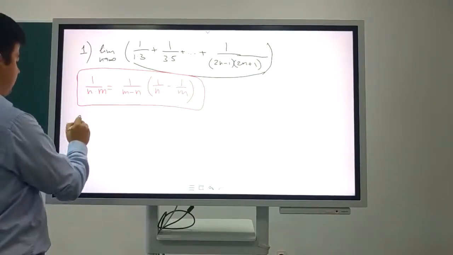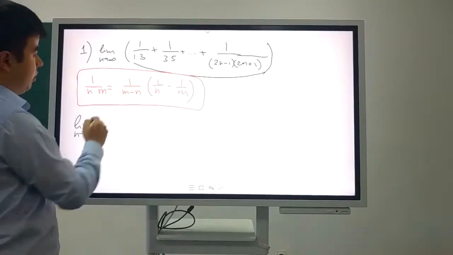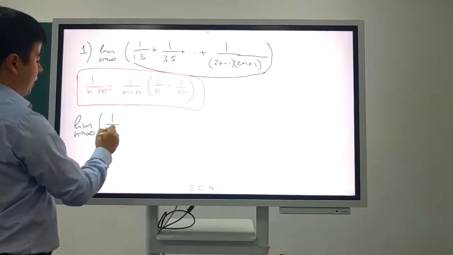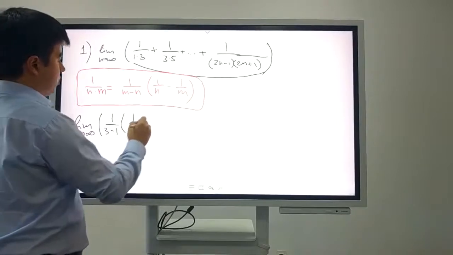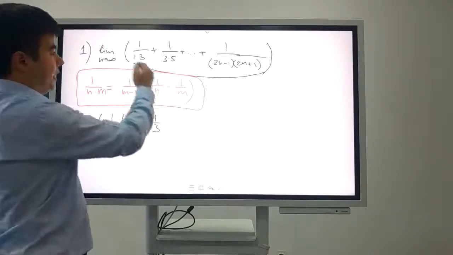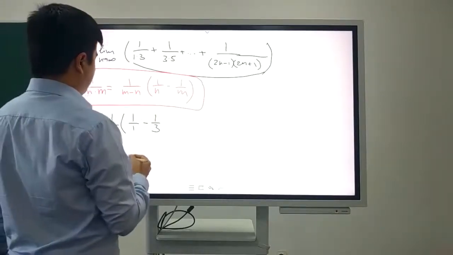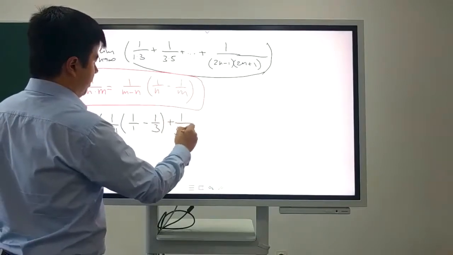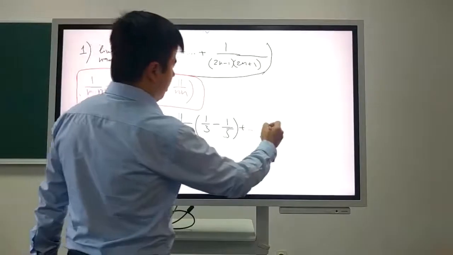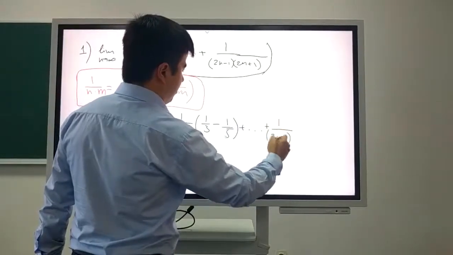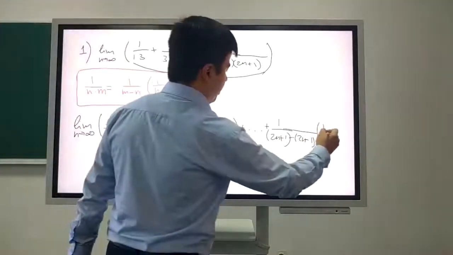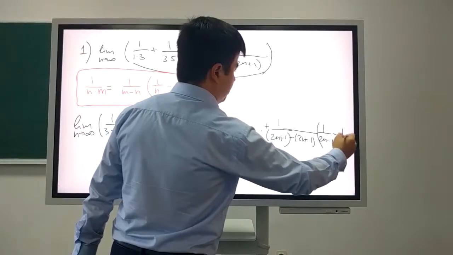Here what we get, limit n tends to infinity. So let's use this formula. It means 1 over (3 minus 1) times (1 minus 1 over 3). We consider this example in mathematical induction also, when we prove this statement. Next one, plus 1 over (5 minus 3) times (1 over 3 minus 1 over 5), and so on. So the last one is 1 over (2n plus 1 minus (2n minus 1)) times (1 over 2n minus 1 minus 1 over 2n plus 1).